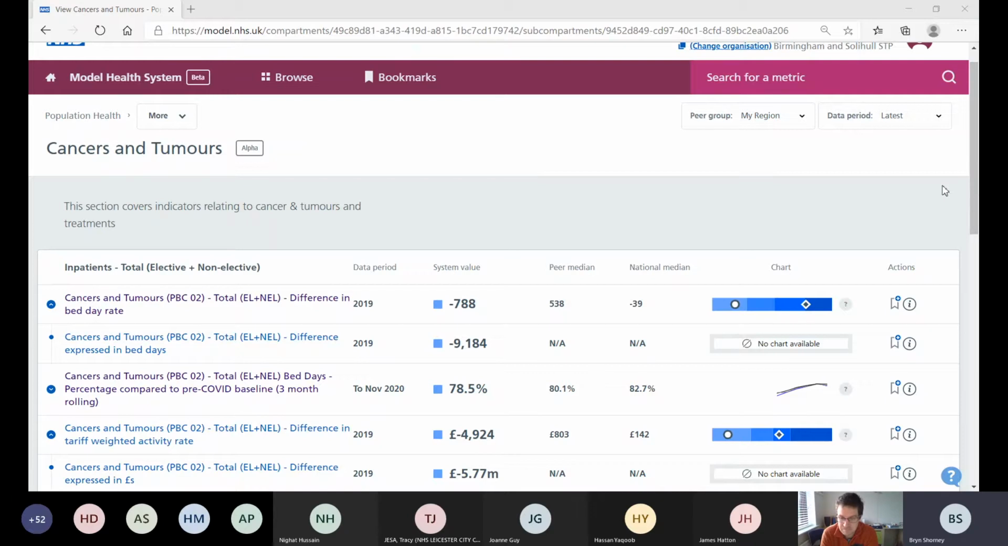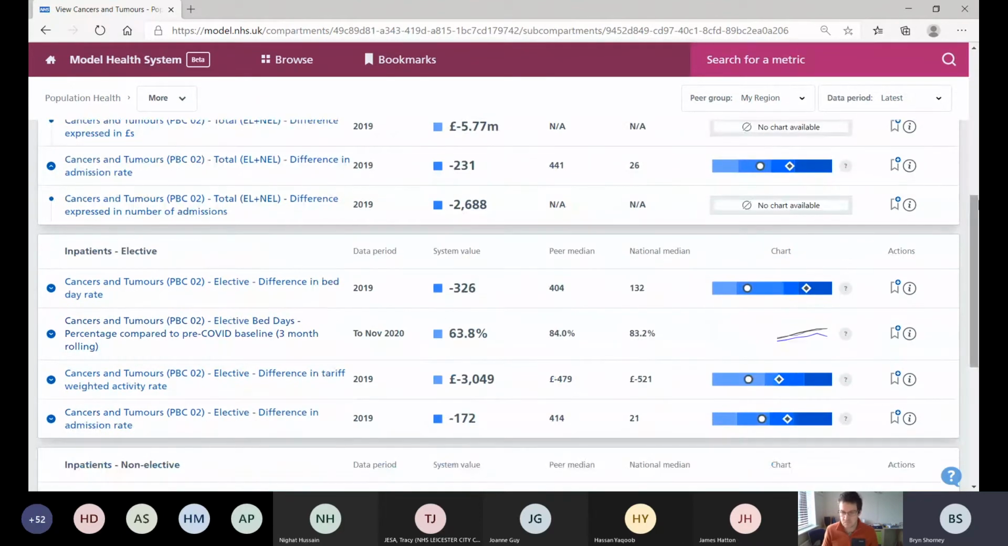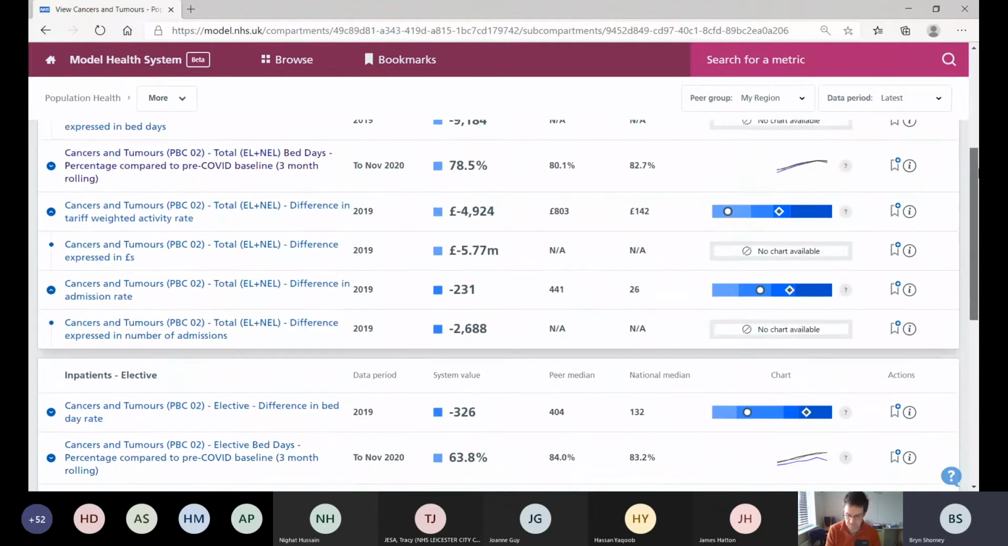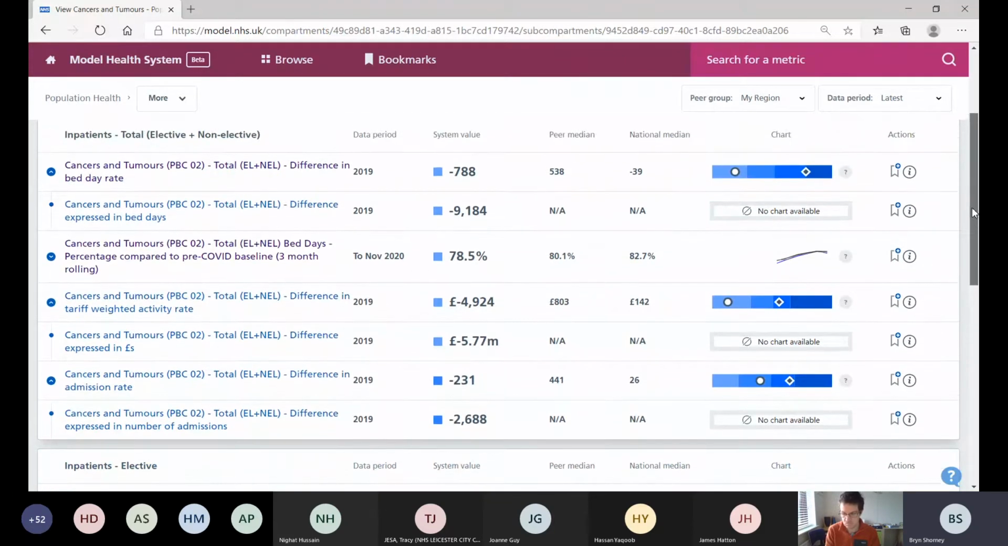But across all the conditions, not just cancer, we don't RAG rate the overall activity. So for the total admissions, bed day spend, and the elective activity, we don't make that judgment call. So for Birmingham and Solihull, they're spending almost £6 million less on cancer. We don't make a judgment call on whether that is a good or a bad thing.